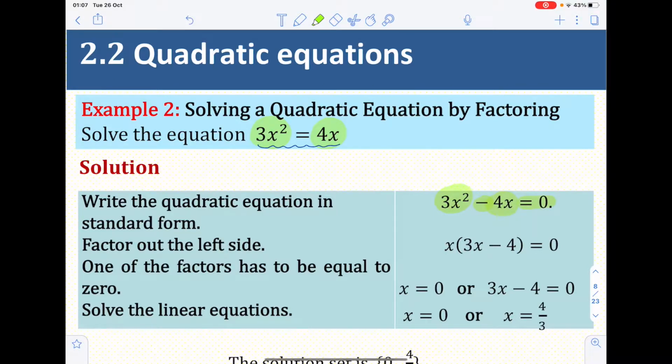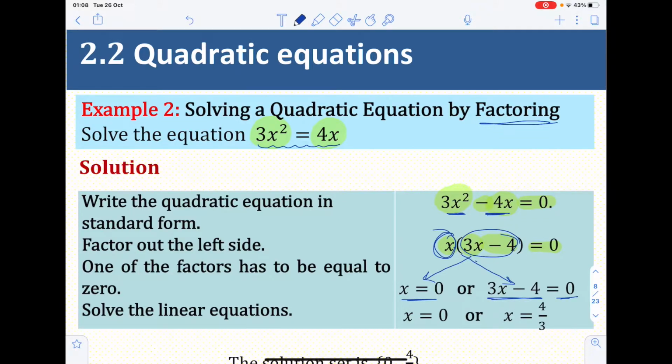Now, I'm going to factorize the left side, but as you can see, I have only two terms. So I can take a common factor, which is x. So I take x as a common factor, and I'm left with 3x from the first one and negative 4 from the second one. So this equals 0. Now, same thing, I have two factors. This is the first one, and this is the second one. The product of them equals 0, so either the first one equals 0 or the second one equals 0. So either x equals 0 or 3x minus 4 equals 0.